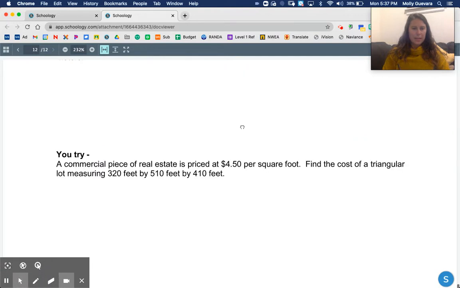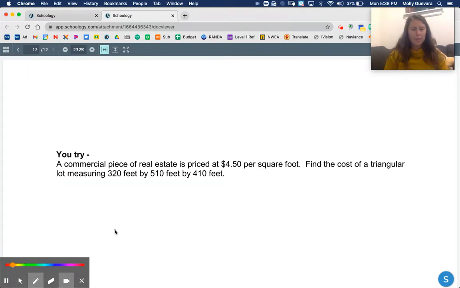All right, last problem here is a try-it. It says a commercial piece of real estate is priced at $4.50 per square foot. Find the cost of a triangular lot measuring 320 feet by 510 feet by 410 feet. I need to find the area of this lot, and then whatever the area is, multiply it by the price. So go ahead and try Heron's formula. You can do it. Plug and chug, right? And then when you're ready to go over your work, hit play.